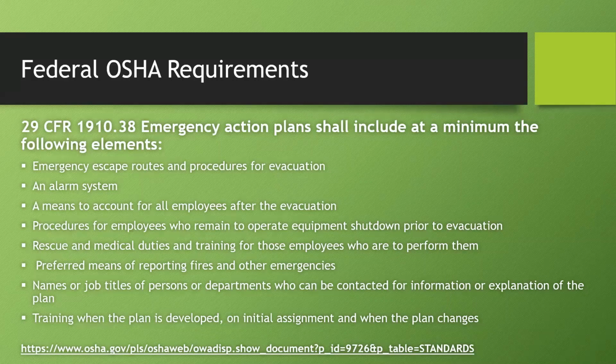So first, you need to have emergency escape routes and procedures for evacuation. You need to have an alarm system. So how are you going to alert your employees that an emergency is occurring and you need to enact your emergency action plan? A means to account for all employees after evacuation. Procedures for employees who remain to operate equipment shut down prior to evacuation.